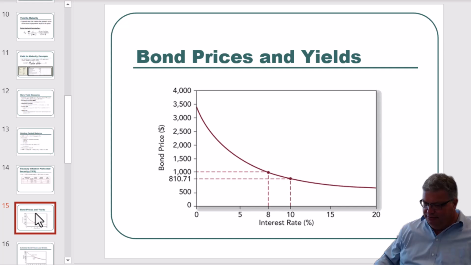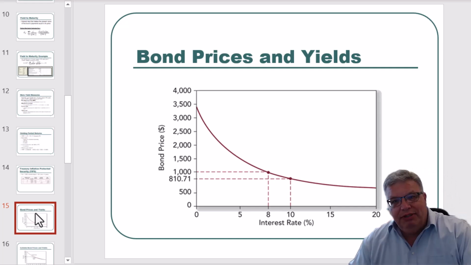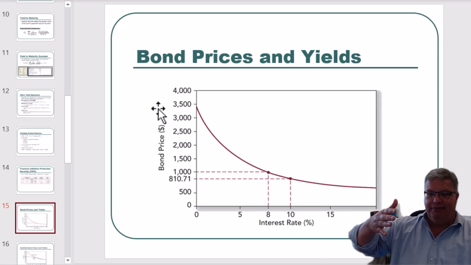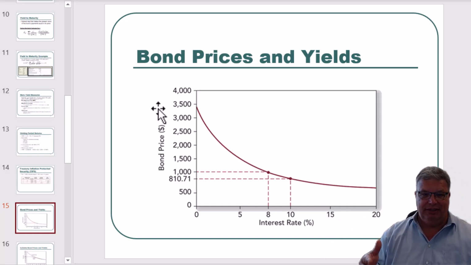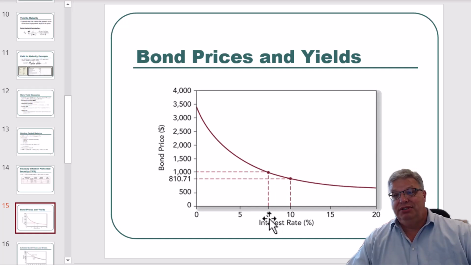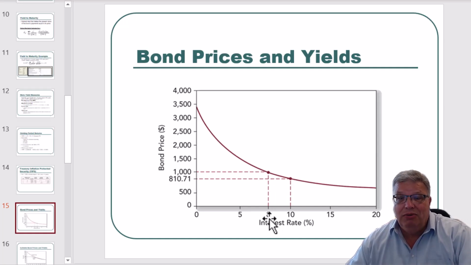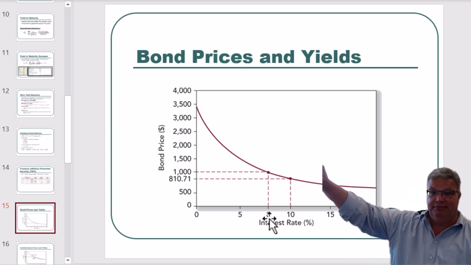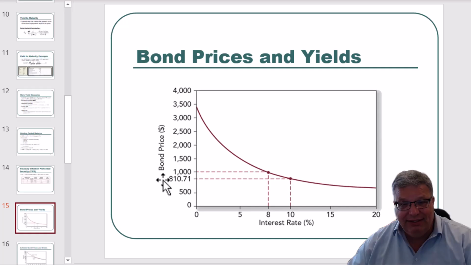Do you remember this from Finance 300, that relationship of how bond prices and yields are inversely related, right? So if, for example, we have a bond that's at $1,000 and an 8% yield, which is what we've just been covering, what would happen if interest rates went up to 10%? Well, the bond price goes down to 810.